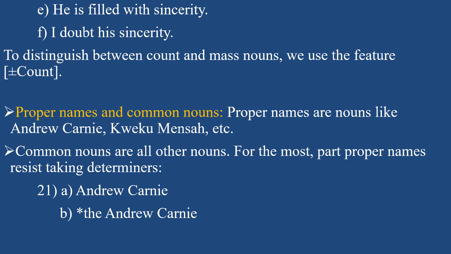Common nouns are all other nouns. For the most part, proper names resist taking determiners. Andrew Carnegie: we don't say the Andrew Carnegie or the John. So we use them without determiners because they are proper nouns.